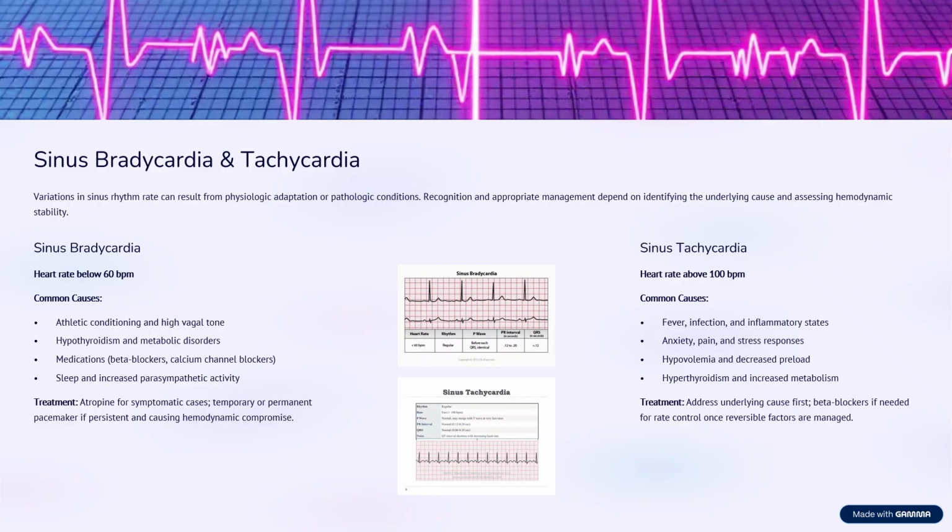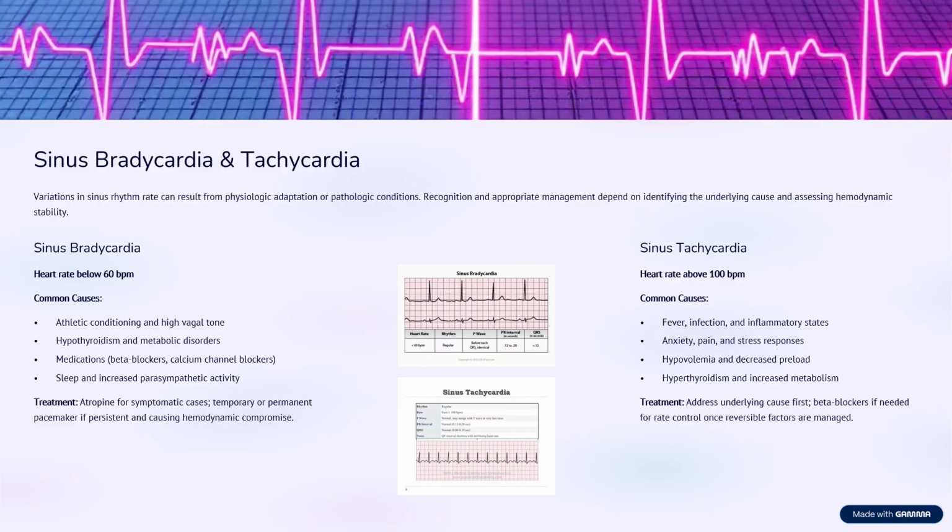On the other hand, sinus tachycardia is a heart rate greater than 100 beats per minute. Common causes include fever, anxiety, hypovolemia, pain, hyperthyroidism, or stimulant use like caffeine. Symptoms of sinus tachycardia arise from the high heart rate and reduced diastolic filling. Those symptoms may be palpitations and racing heartbeat, shortness of breath, dizziness or lightheadedness, and fatigue.